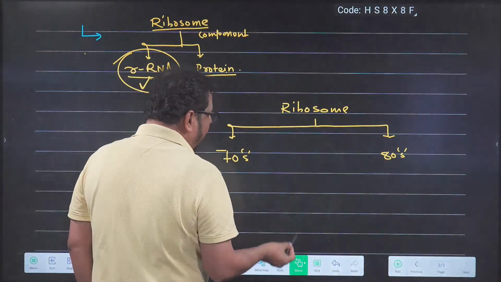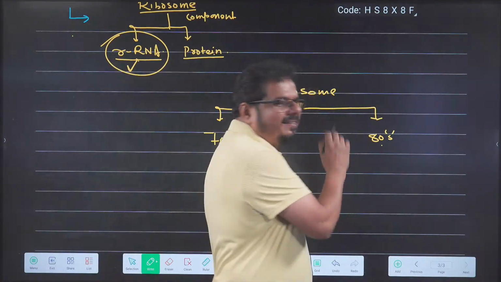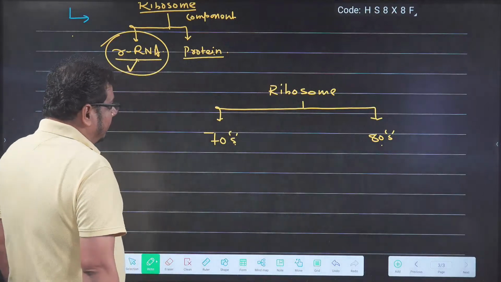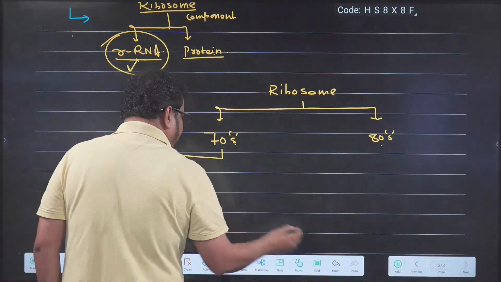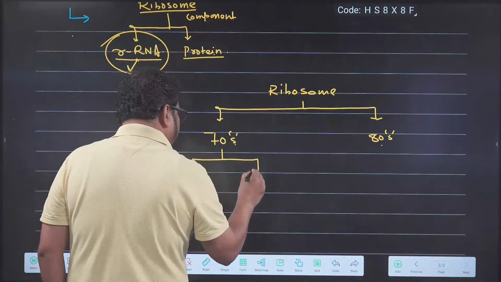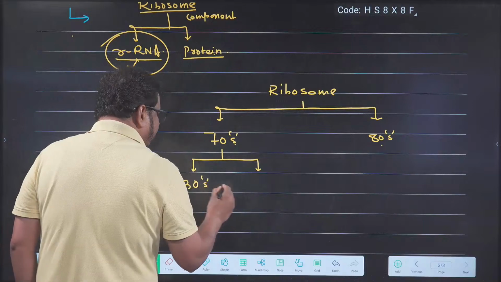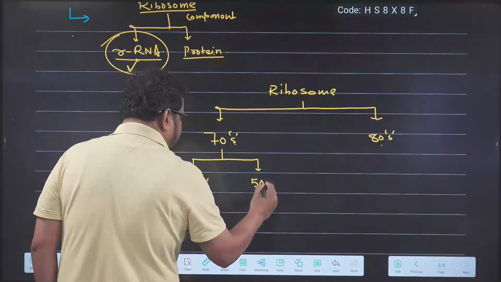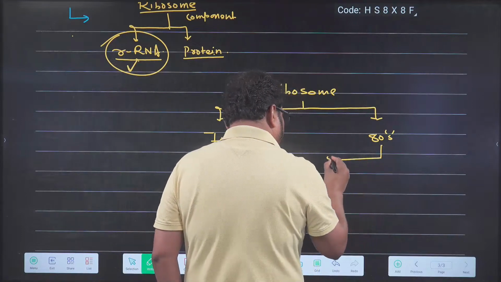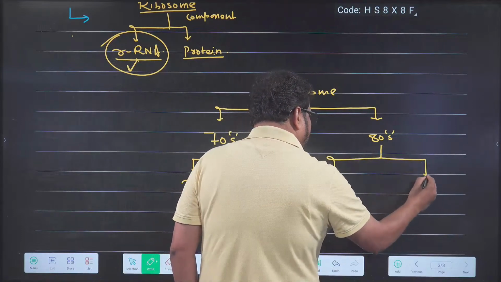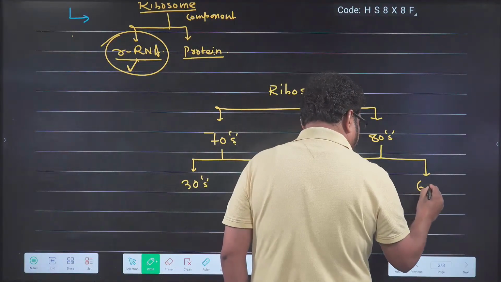So there are two types of ribosomes. One is the 70S ribosome, another is the 80S ribosome. The 70S ribosome is made up of two subunits, one is 30S and another is 50S. And the 80S ribosome is also made up of two subunits, one is 40S, another is 60S.